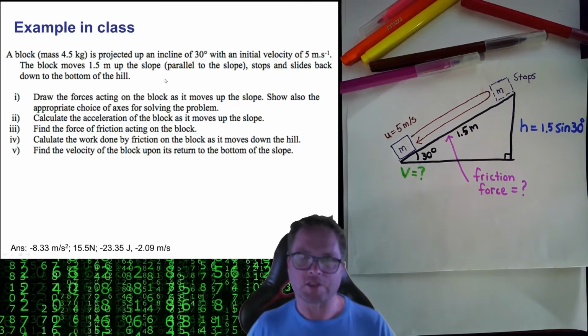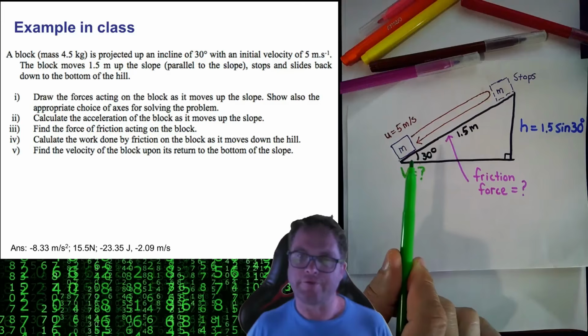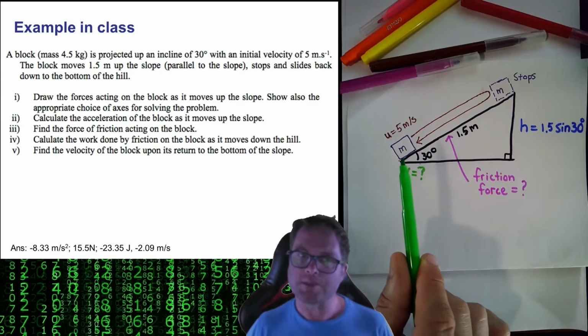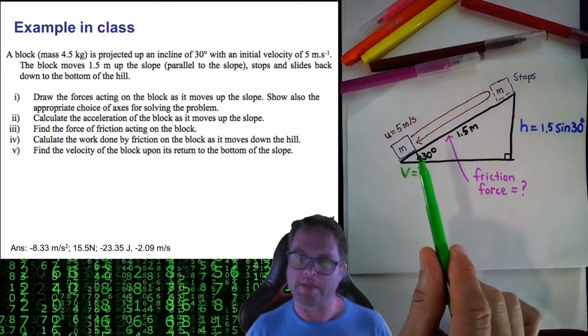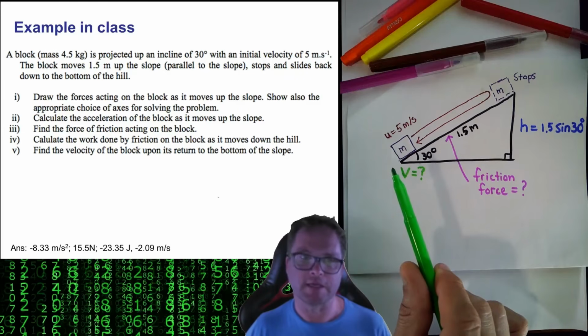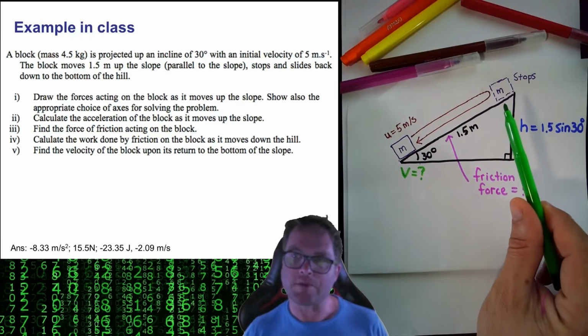And then we're asked to perform a number of tasks or solve a number of problems related to this question. So first, it's important for us to understand what the question's asking. So I've made a sketch of the situation. They're referring to a block of mass m, 4.5 kgs. It's projected up a slope, an incline of 30 degrees with an initial velocity of u equals 5 meters per second. It moves up the slope. At the top it will stop, right?